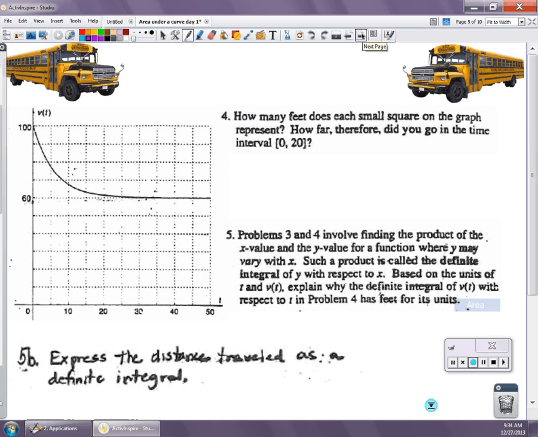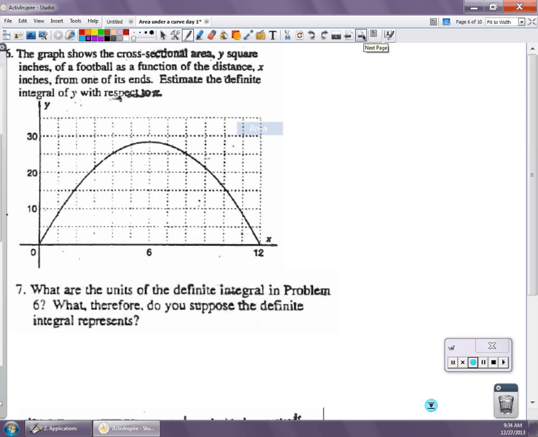Let's see, how many feet? We actually already did this problem. I did the whole thing instead of breaking it into small parts. Here's another example graphically. In this problem, this is also in your packet, the graph shows the cross-sectional area y square inches. So they're telling me that the y scale is in inches squared of a football as a function of the distance x inches, so this is inches, from one of its ends.